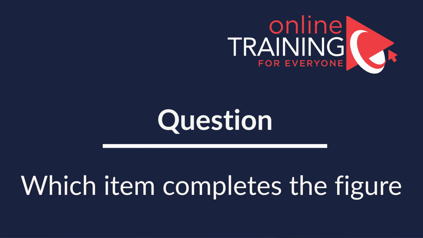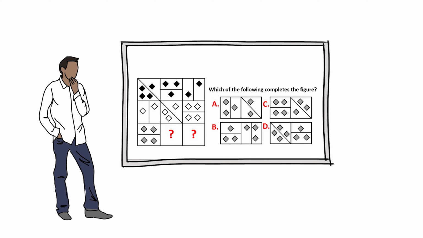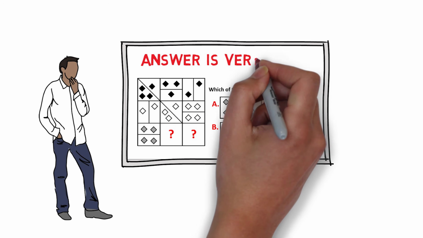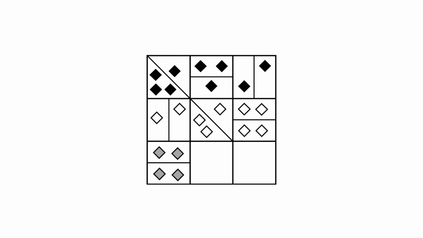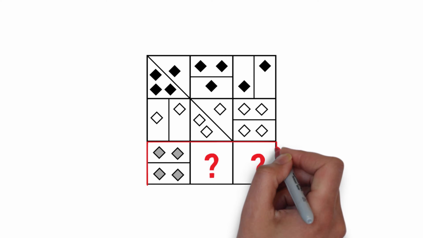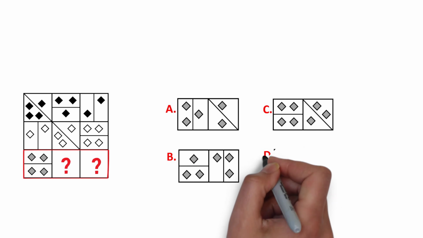When you see a question like this, you might ask yourself, how can it possibly be even more confusing? But the reality is that the answer to the question I'm about to show you is very simple. Let's look in more detail. You're presented with the 3x3 matrix. 2 of the shapes in the matrix are missing. They are located in the bottom row. And you have 4 possible choices for the answers. Choices A, B, C, and D.